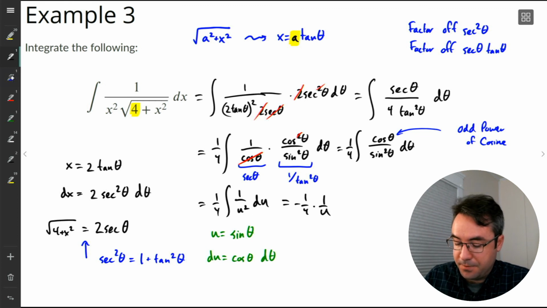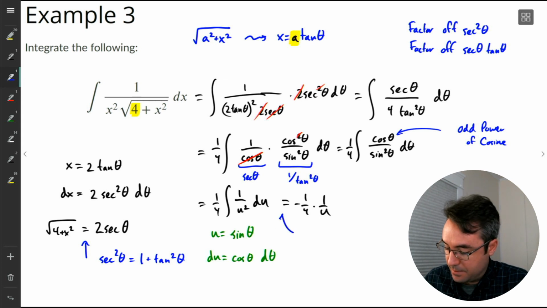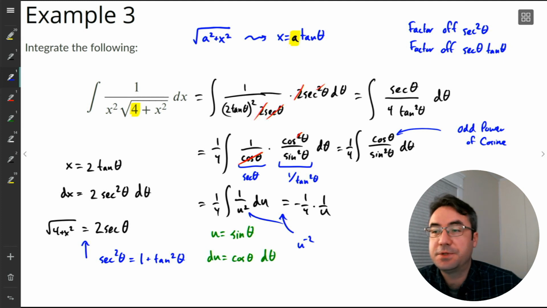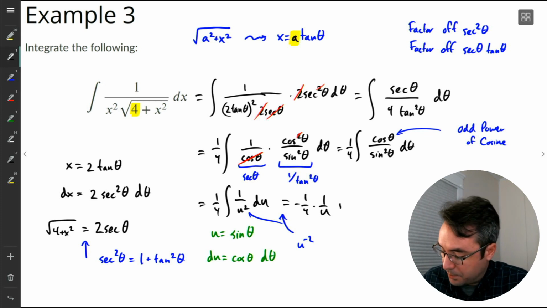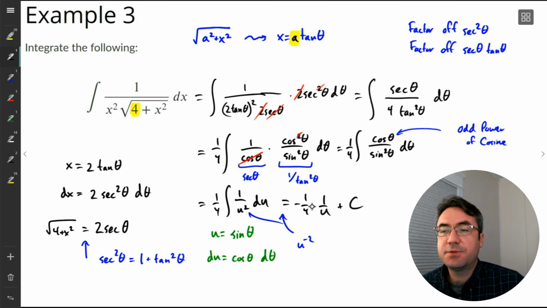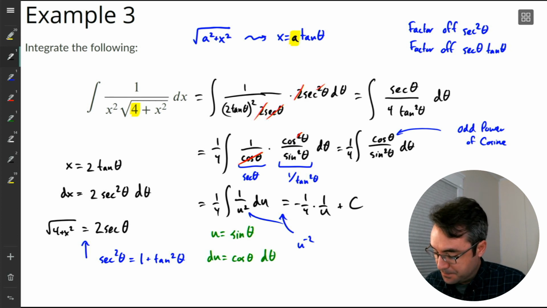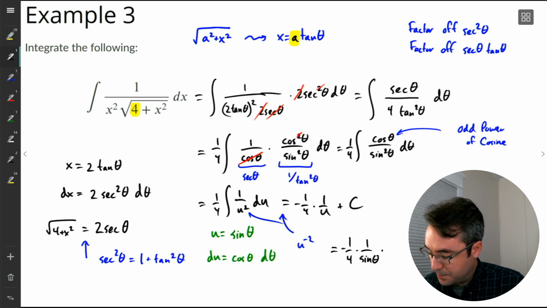And if you needed to, remember we can rewrite our function here as u to the negative 2 to help us with that integration. So it just becomes power rule. And then put our plus c. And then the last thing is we want to convert this back. We're doing a u sub right now, so we have to convert back to sine theta. So this is going to be negative 1/4 times 1 over sine theta plus c.